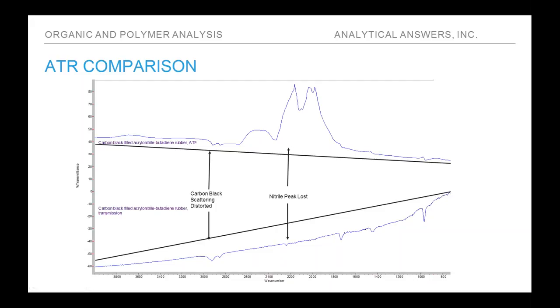The third problem that we run into using ATR sampling for this sort of sample is down here in the fingerprint region. If you notice these bands here, especially from our butadiene down here, they look like they've been derivatized. This is actually due to an optical effect called Mie or Christiansen scattering. It comes about because we have light scattered by particles whose physical size is on the same order as the wavelength of light. That, coupled with the fact that at the location of a strong absorption band the refractive index of a material will also change, causes these regular absorption bands to become derivatized.